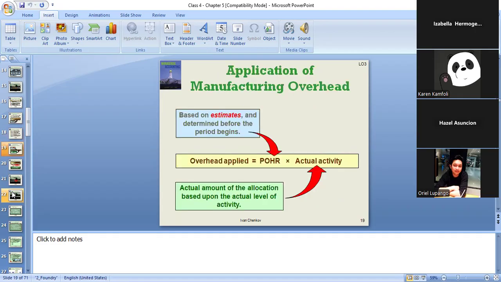So how are we going to apply this manufacturing overhead? Every time the actual usage of the allocation base comes, we apply predetermined manufacturing overhead. So if we choose direct labor as the one that drives the manufacturing overhead, we come up with the rate for the predetermined manufacturing overhead, and then we start applying manufacturing overhead.